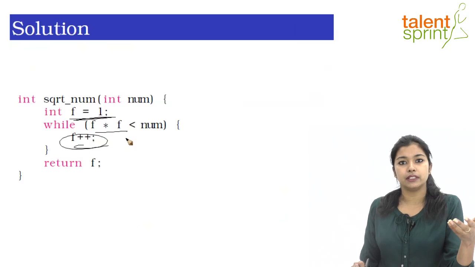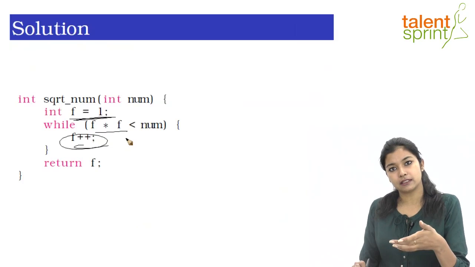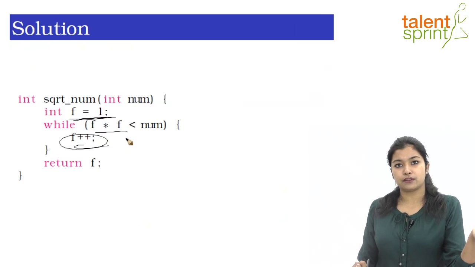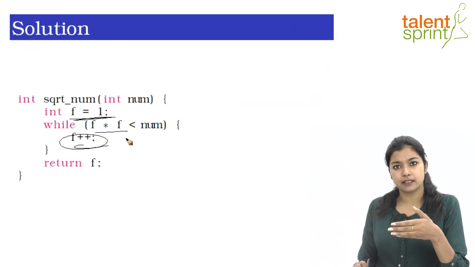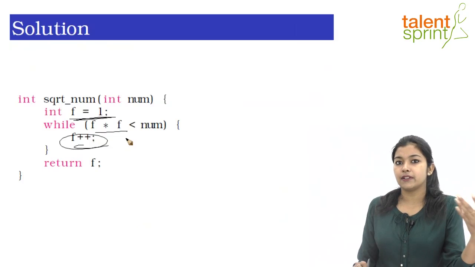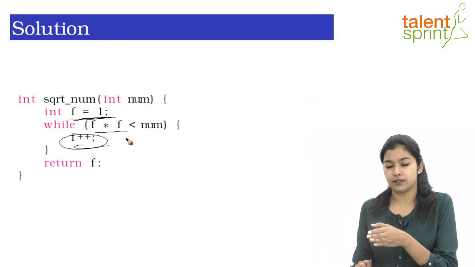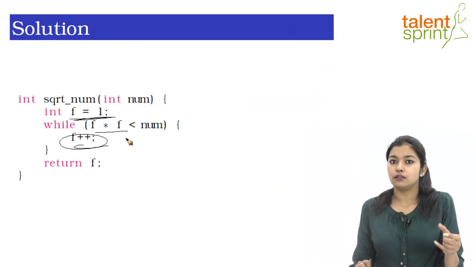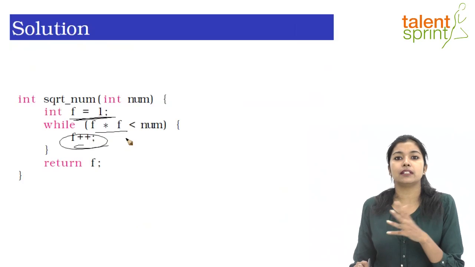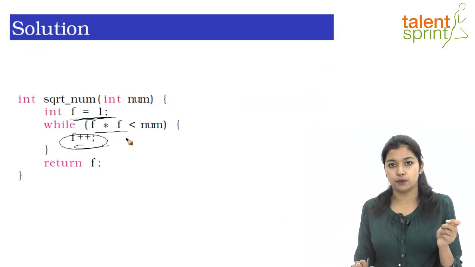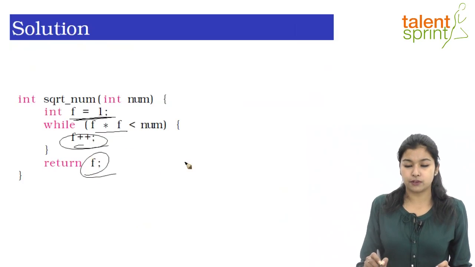Move on. 3, 3 into 3, 9. 9 is still less than 20. Again, next iteration. 4, 4 into 4, 16. Less than 20. Again, 5, 5 into 5 is 25. Greater than 20. So you don't go into the 5 territory. So the last number whose multiplication gave you less than 20 result was 4. So we are returning 4 here.